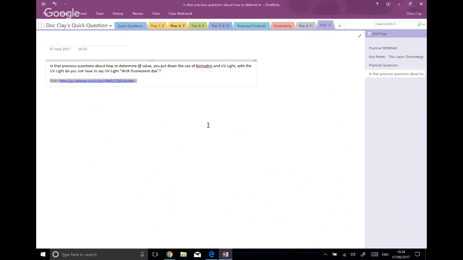It says, do you need to use ninhydrin and UV light? Okay, firstly, it's ninhydrin or UV light that is the key thing we're looking at here, and a fluorescent dye is going to help. What I would go for is, if your amino acids are able to fluoresce, then I would use UV light. Otherwise, I would use ninhydrin. The key is that you're not using both of those.